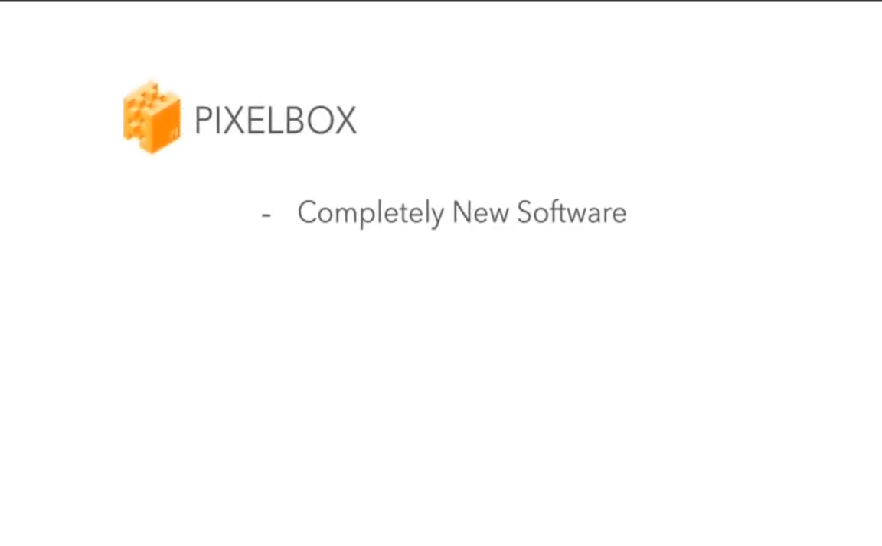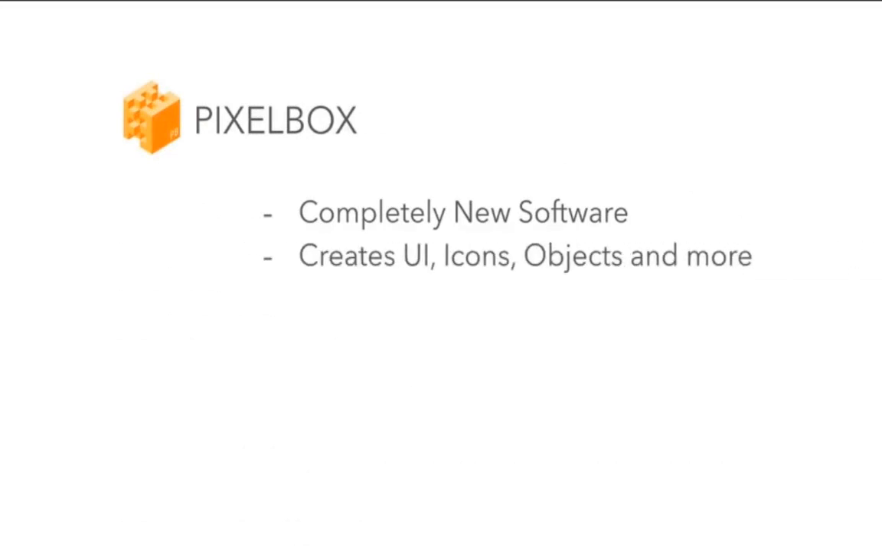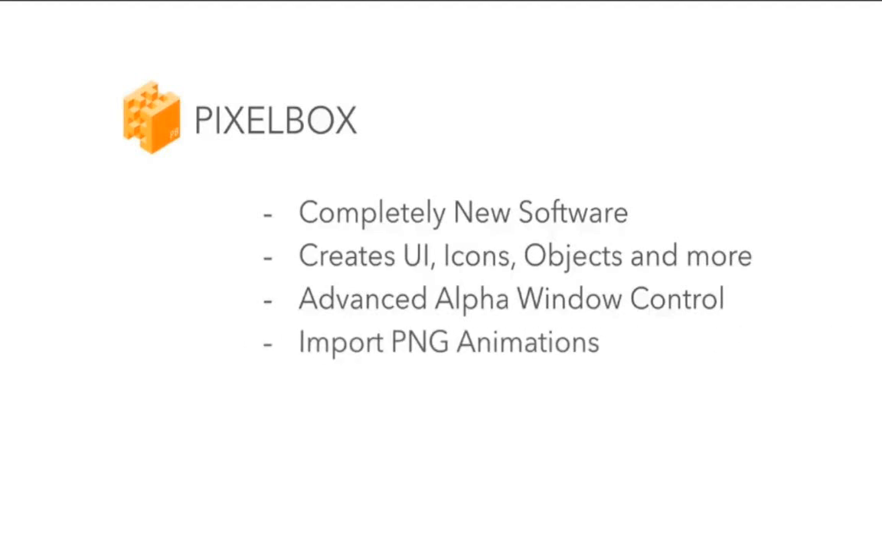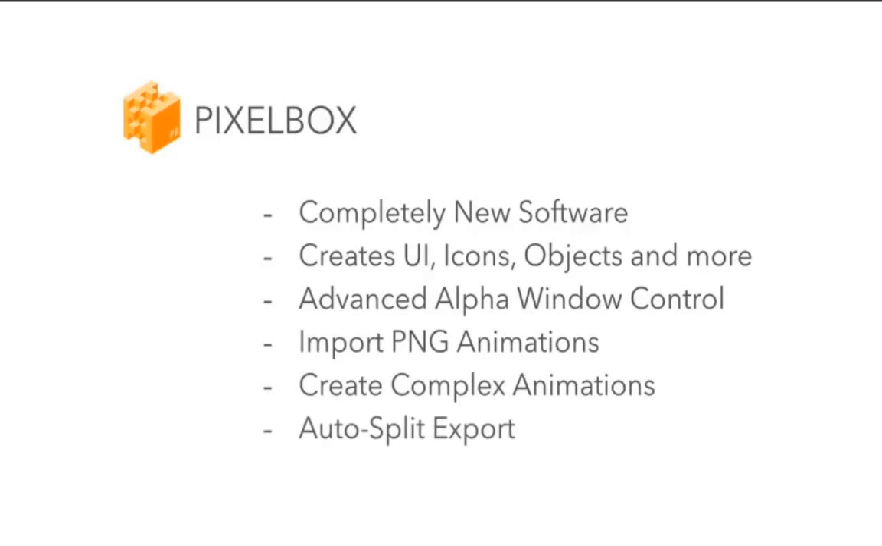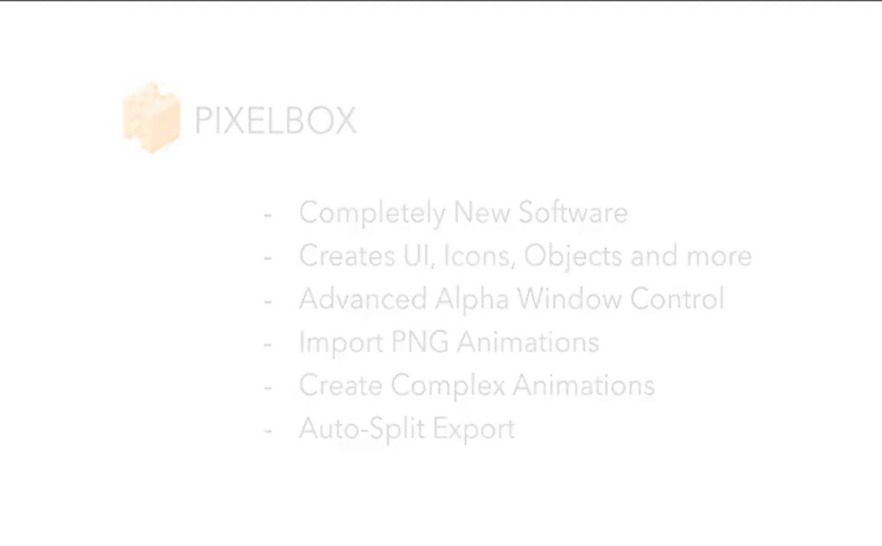So with Pixelbox, you get completely new software. This has never been available before. It's only in the Master Collection. It creates user interfaces, icons, objects, and more, even full complete games. It has advanced alpha window control that lets you do some really cool things with the software. You can import PNG animation sequences. You can also create complex animations inside of the software, and we have multiple export options including auto split. That way it's really easy to import your design into Buildbox.